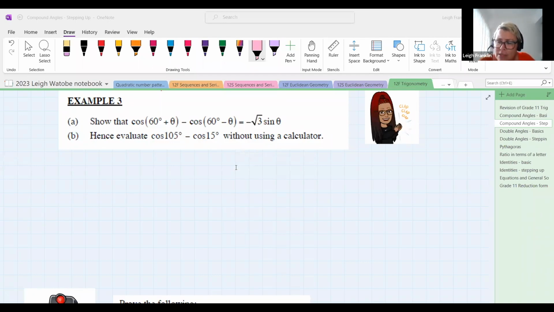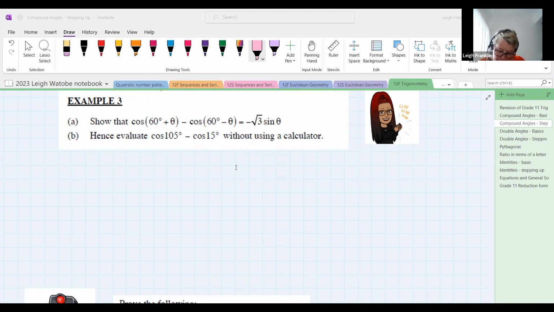Again, it's a more difficult, higher order thing, having to prove that something's true rather than just do a simple calculation. So in this example, they ask us to show that cos(60° + θ) − cos(60° − θ) equals −√3 sin θ.